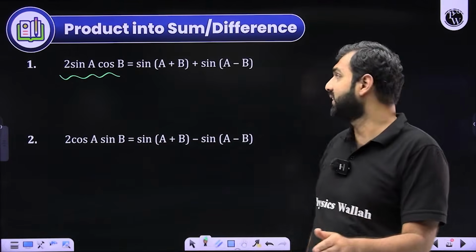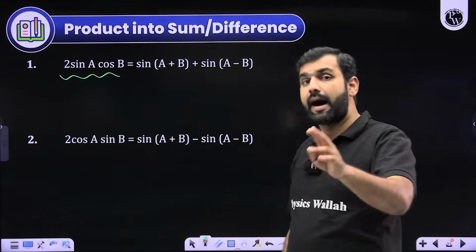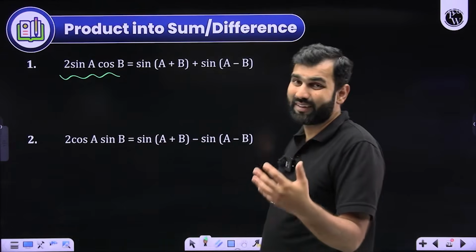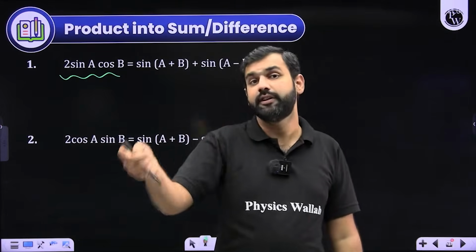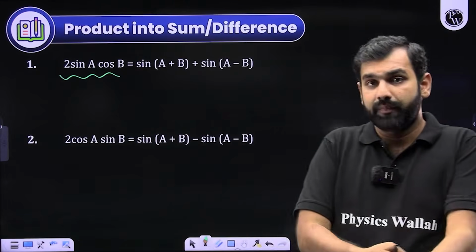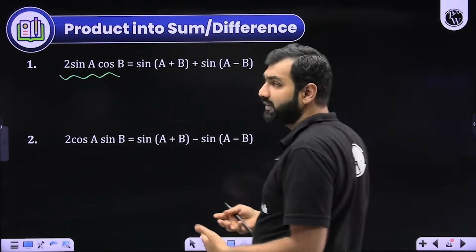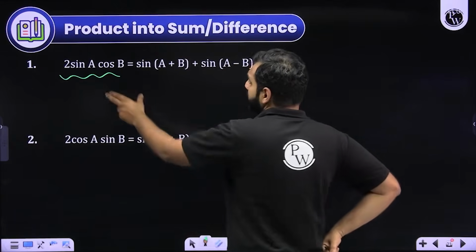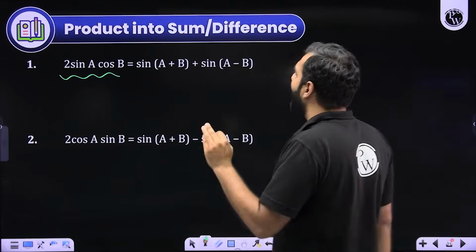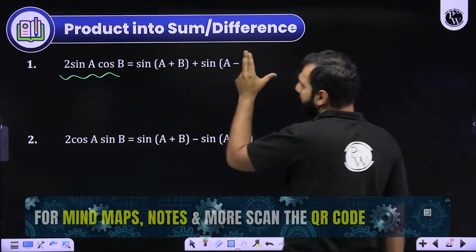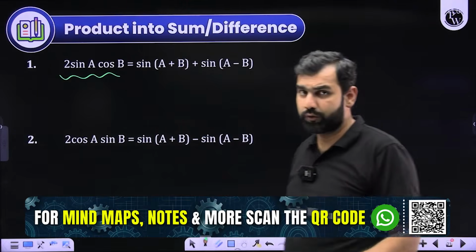So whenever I see 2 sin a cos b, if I am asked or if need arises, let's say in an integration where a product is given, and I wish to convert it into a sum, because then differentiation and integration will be simpler and possible. So if a product is given, I can convert it into a sum like this: 2 sin a cos b, I can write as sin a plus b plus sin a minus b. I hope no confusion on that.